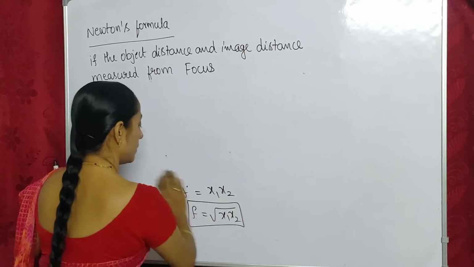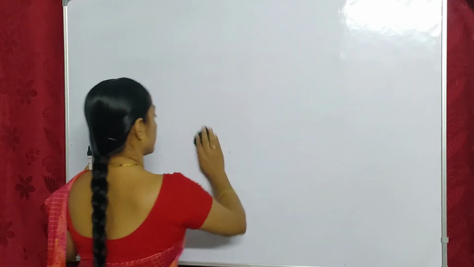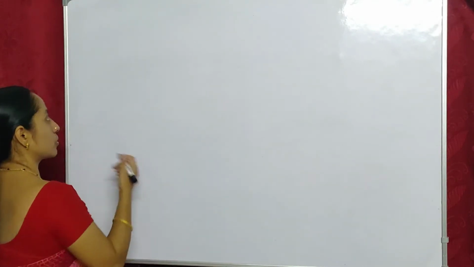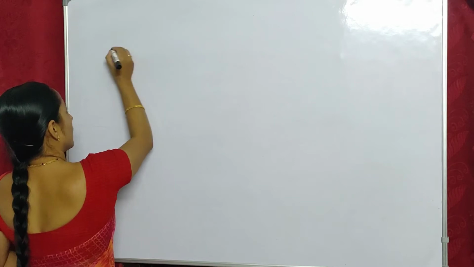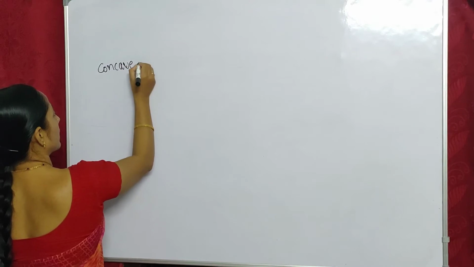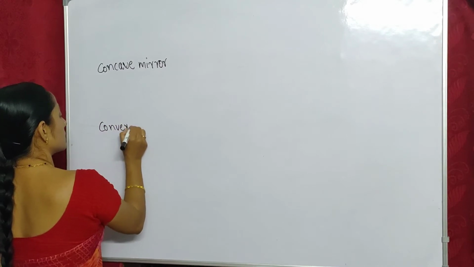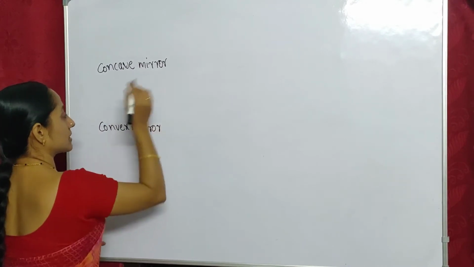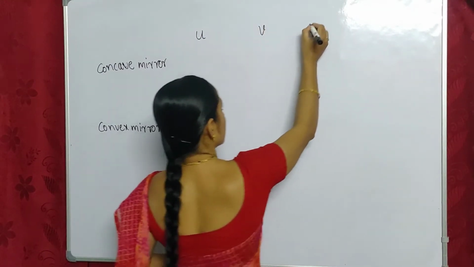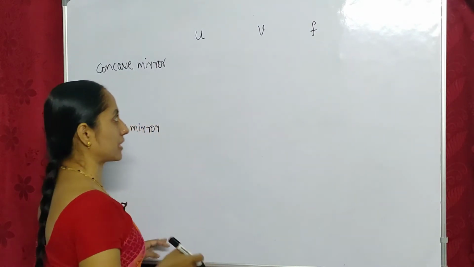Proceeding to the next one. But before that, here I want to give you a shortcut method. Let us draw a small table so that you can easily remember the things. So what I am going to do is I am going to write the mirror here, concave mirror, and here convex mirror, and let us write all the distances we have: object distance, image distance, focal length, and height of the object and height of the image we can write separately also.